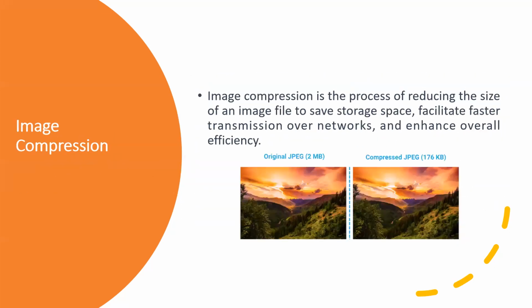Coming first to image compression. Image compression is the process of reducing the size of an image file, as I said before, to save storage space, facilitate faster transmission over networks, and enhance overall efficiency. Here you can see the two images, the original image of 2 MB size and the compressed image of 176 KB. Here also you can see the quality of the images.